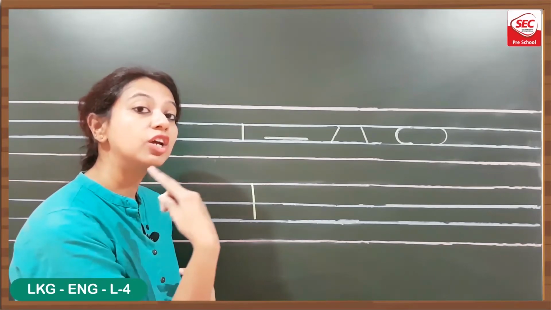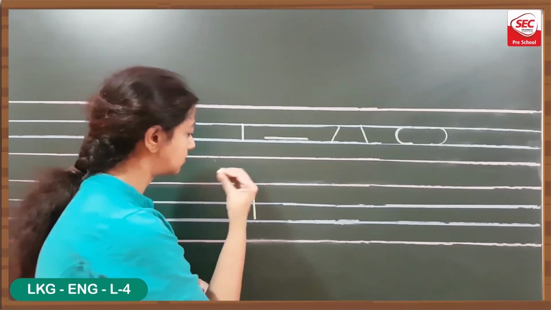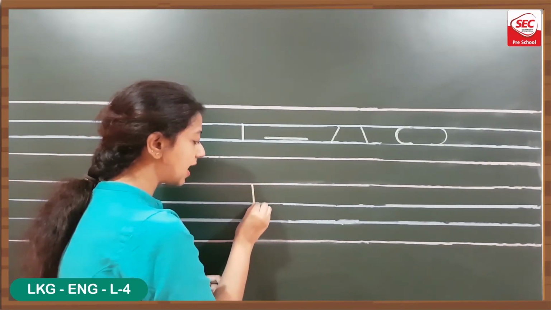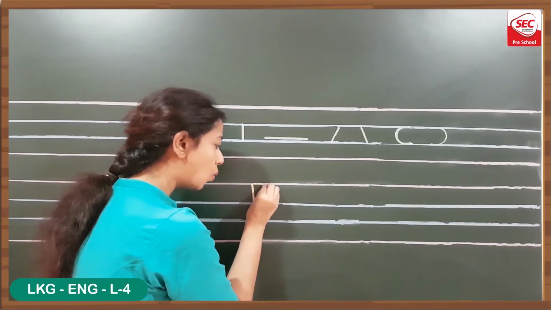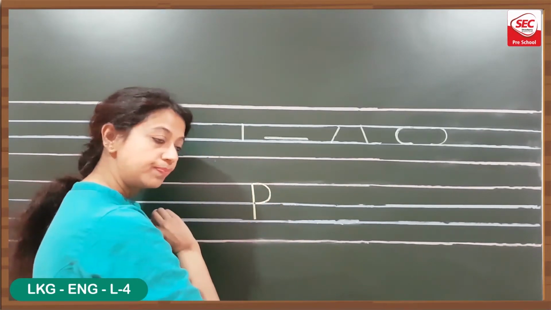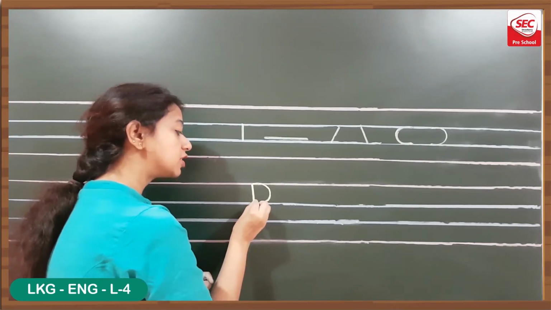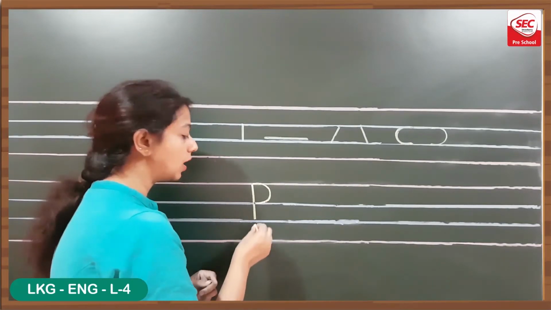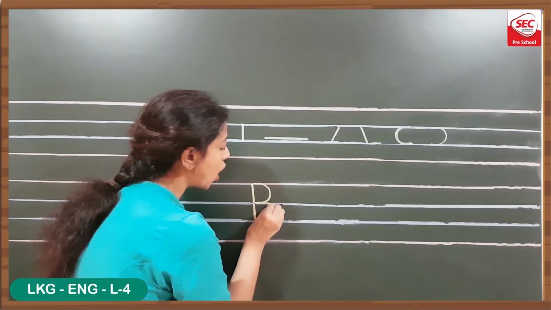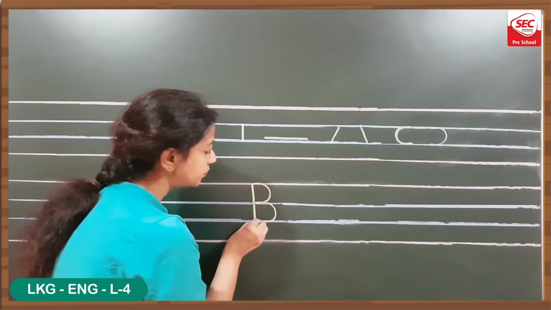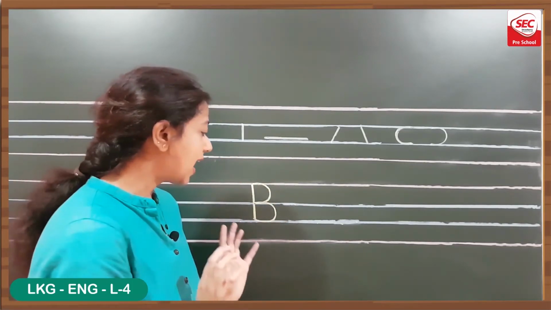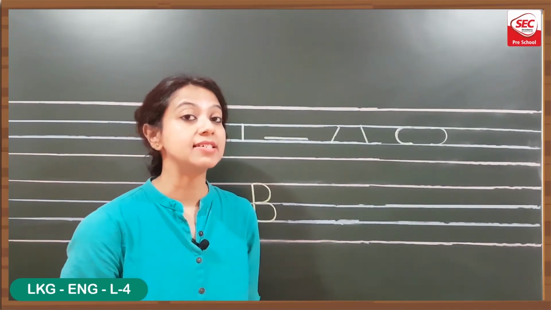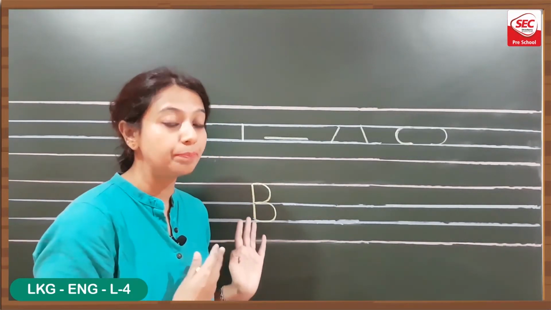Then I need to make 2 small curves like this. From this red line till this first blue line, 1 small curve. And then again, from this first blue line to the second blue line, another small curve. See how nicely by using 2 patterns I have written capital B.